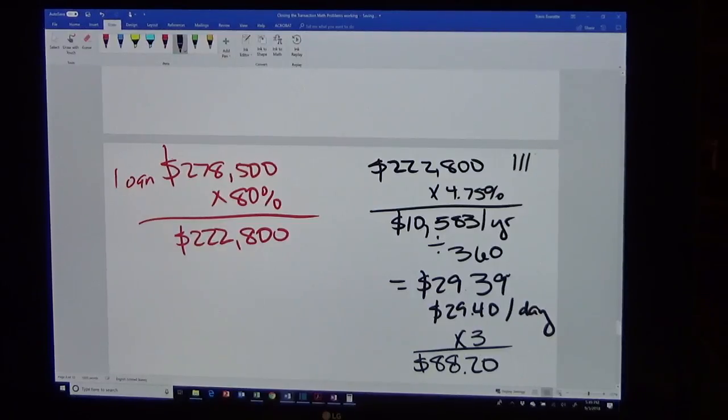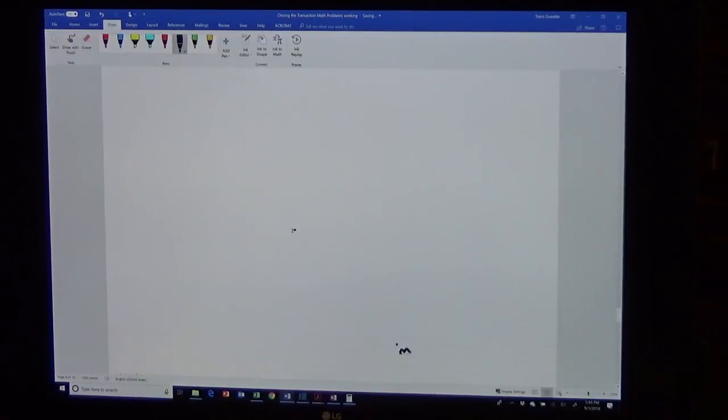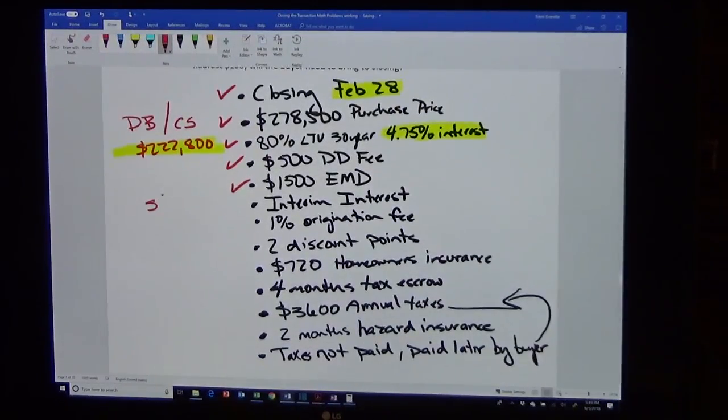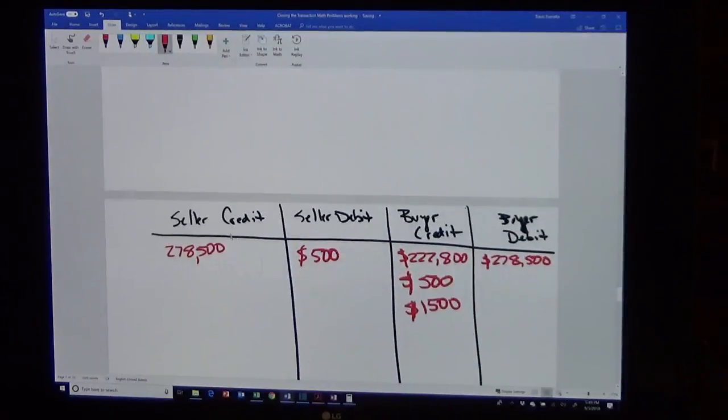$88.20 in interim interest. So I'm going to scroll back up here, and I'm going to list $88.20, and that's going to be a buyer debit. So I'm going to check that off because I'm going to go right back down here now and put it in buyer debits.